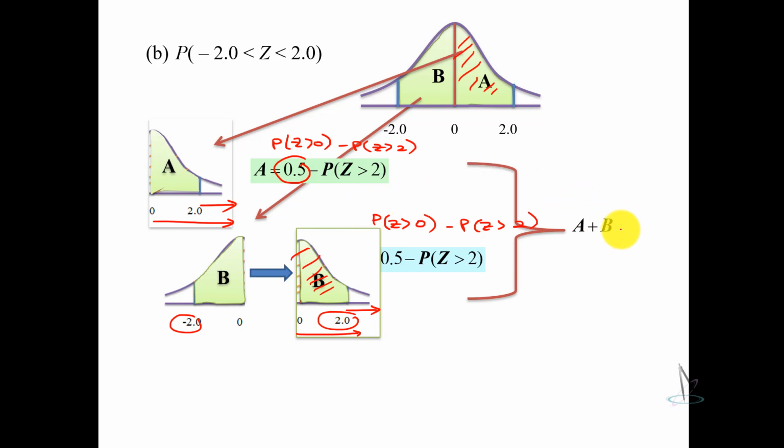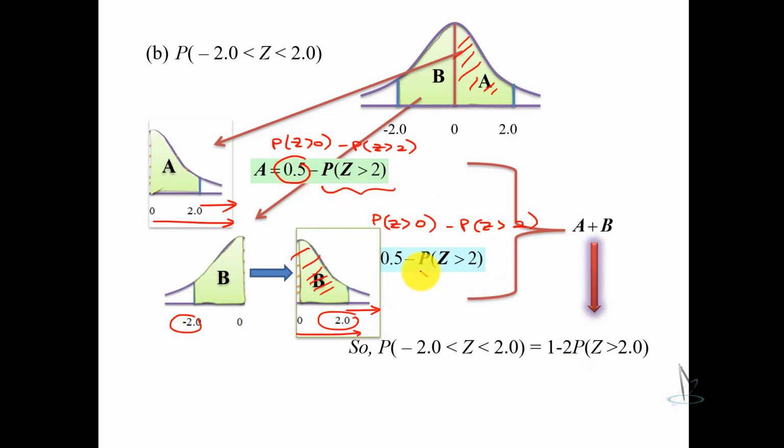Okay, if we combine both of them, 0.5 plus 0.5 is actually equal to 1. And then we have probability of z greater than 2 and probability of z greater than 2, so that means I have 2 times probability of z greater than 2. Please find out what this value is from your table. That is 0.0228. So the answer for this is 0.9544. Okay, next.